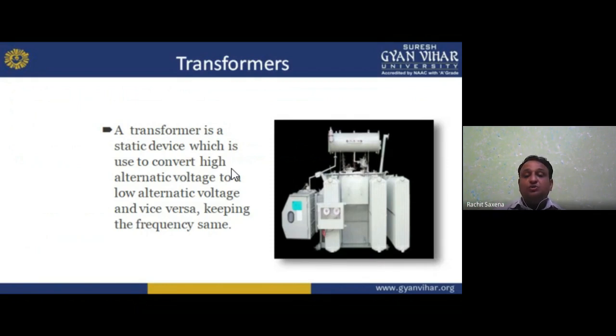The transformation ratio is the ratio of secondary voltage to primary voltage. V2 by V1 is equal to I1 by I2, which is equal to N2 by N1. If N2 is greater, V2 is greater, but I1 is greater. If N1 is greater, then I2 is greater, but V1 is greater. In step down, the primary winding turns are more than the secondary winding turns. In step up, the primary winding turns are less than the secondary winding turns. So we can easily identify it with the transformation ratio.